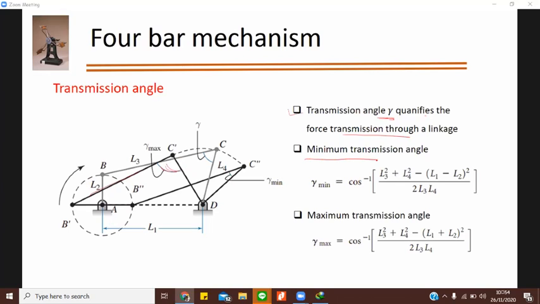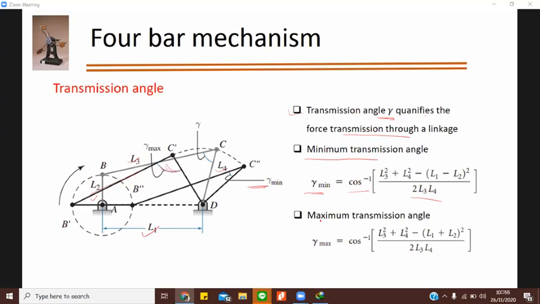So the minimum transmission angle is gamma min. When will it be gamma min? When you have a posture like this, you will have gamma minimum, and that will be cos inverse of L3 square plus L4 square minus (L1 minus L2) square divided by 2 L3 L4. L1, L2, L3, L4 are nothing but the link lengths. So this is your L3, this is your L2, and this is your L4. All that you have to do is just enter them.